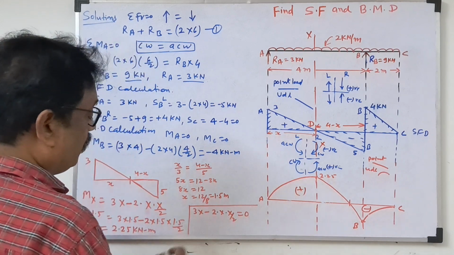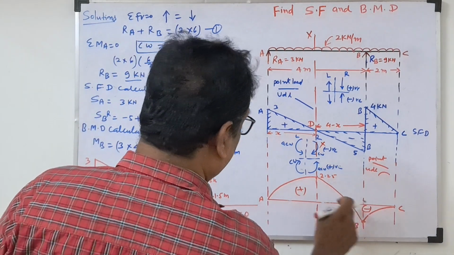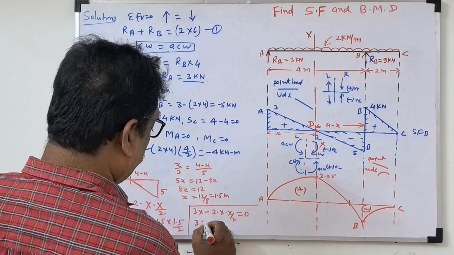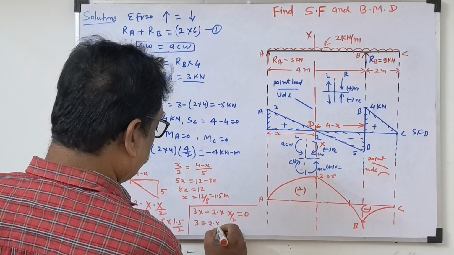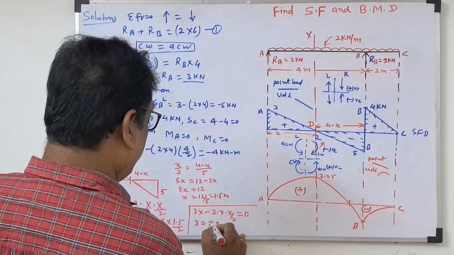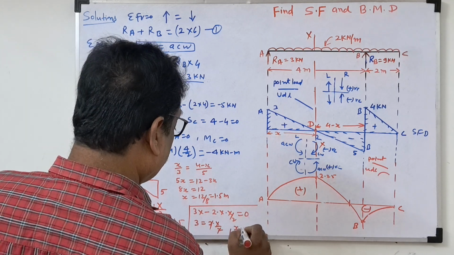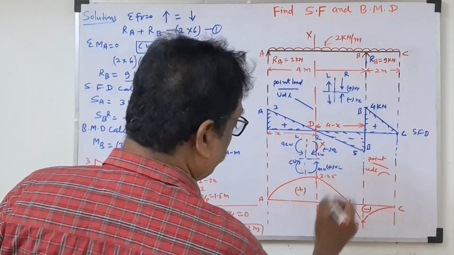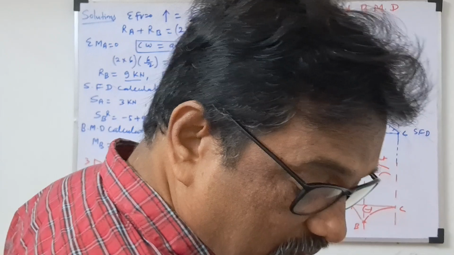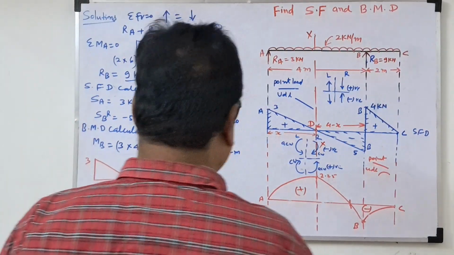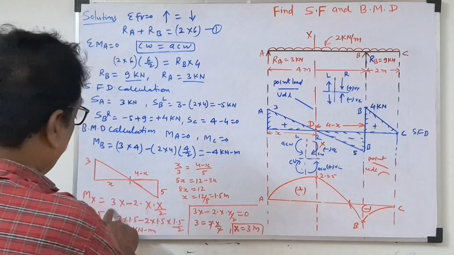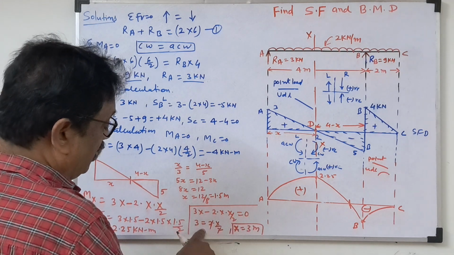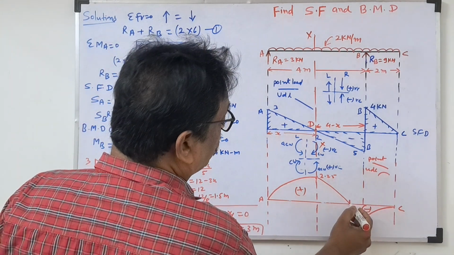Then we'll get this contraflexure point. We can write 3 equal to 2 into x by 2, so x equal to 3 meter. So the contraflexure point is 3 meter only. If they ask for the contraflexure point, it will be the 3 meter point. So to get the contraflexure points, what do we have to do? Equate the bending moment equation equal to 0 and find the distance; that is called the contraflexure point.